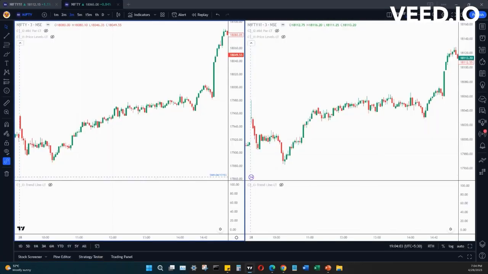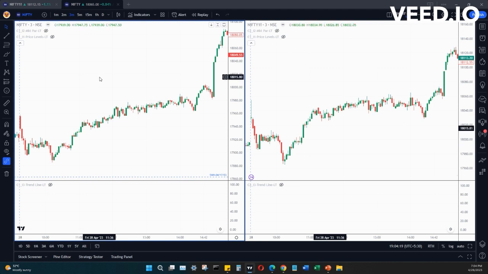Great. So you're looking at the two chart view in the TradingView platform. We have the Nifty spot on the left and the Nifty futures chart on the right, and both these charts are set to a 3 minute time frame. I have the indicators already applied, but I've kept them in hidden mode.